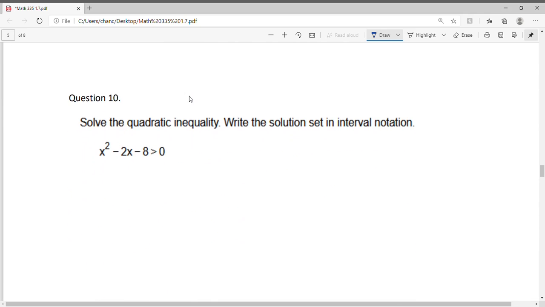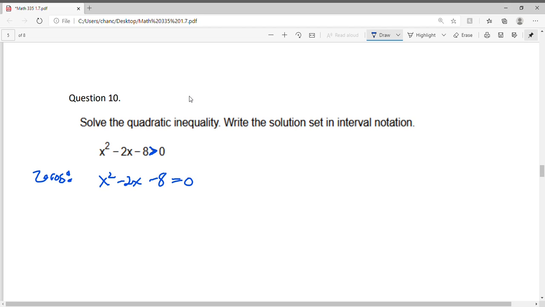Question 10 is where things get interesting. For these, let's find our zeros first. This is a quadratic inequality. It's not a linear term, so we're going to have to factor first. Let's find the zeros. X squared minus 2x minus 8. I'm going to set that equal to 0.